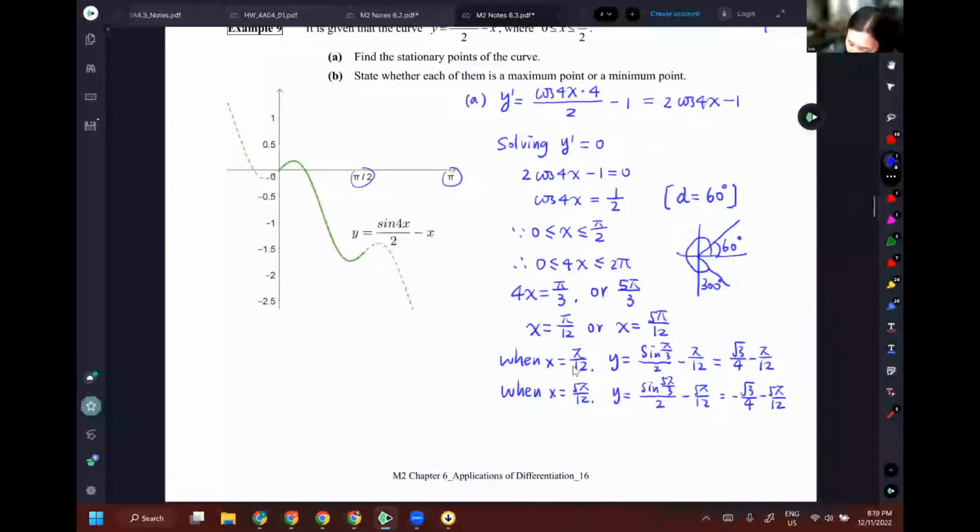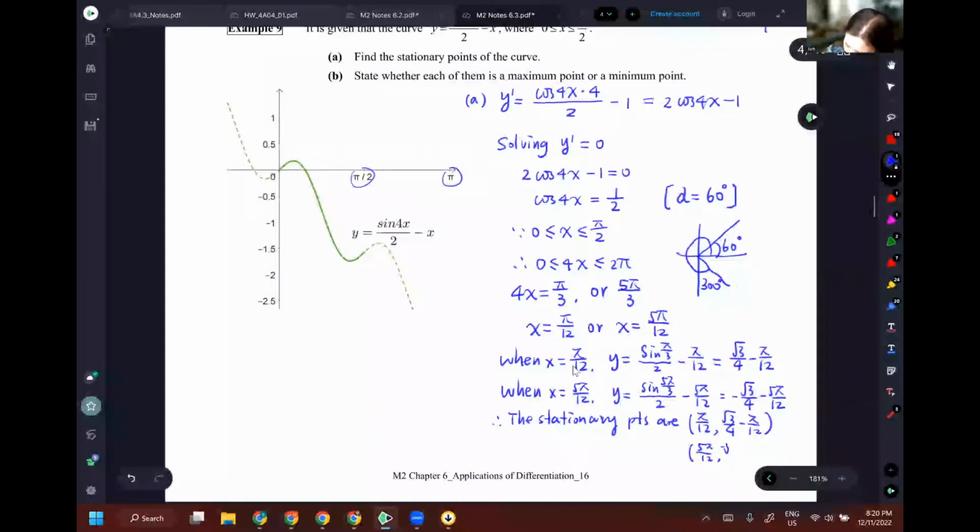Okay, so the stationary points are: first one, (pi over 12, root 3 over 4 minus pi over 12). Second one, (5 pi over 12, negative root 3 over 4 minus 5 pi over 12).